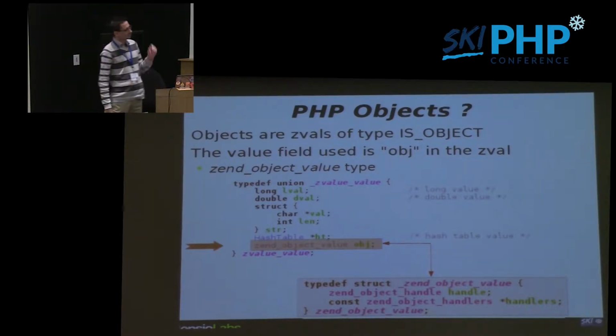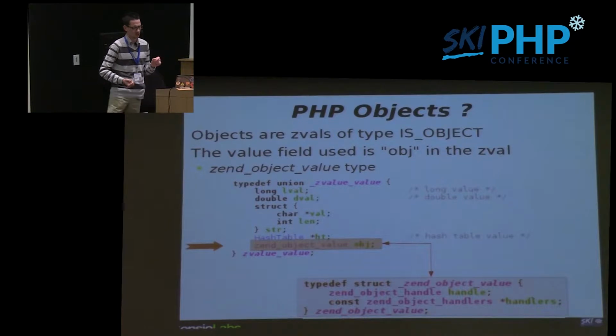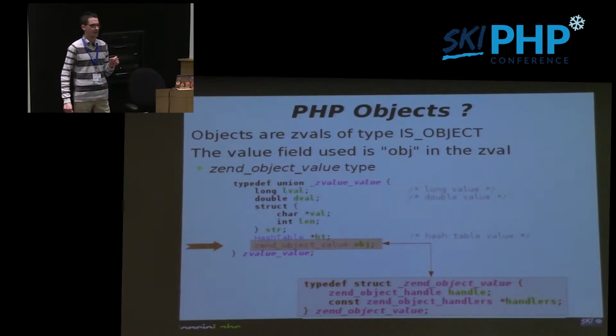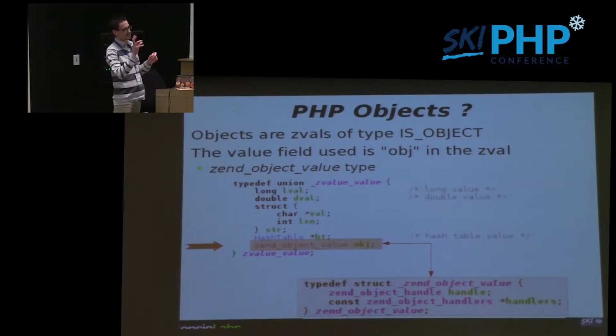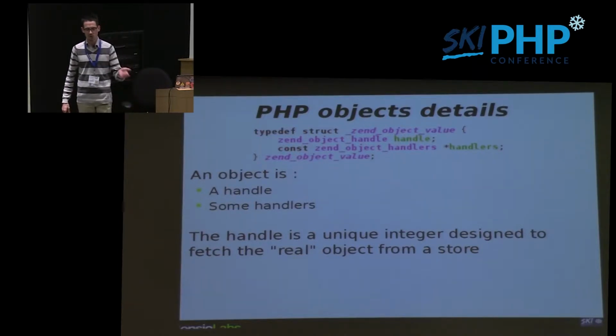Okay, the handle is an internal number which is unique and which uniquely represents an object, and it's exposed to PHP land through a function you should know, which is spl_object_hash, which just hashes the handle and the handlers together and gives you a string which uniquely represents the object in memory. And this hash, you can also see when you use var_dump.